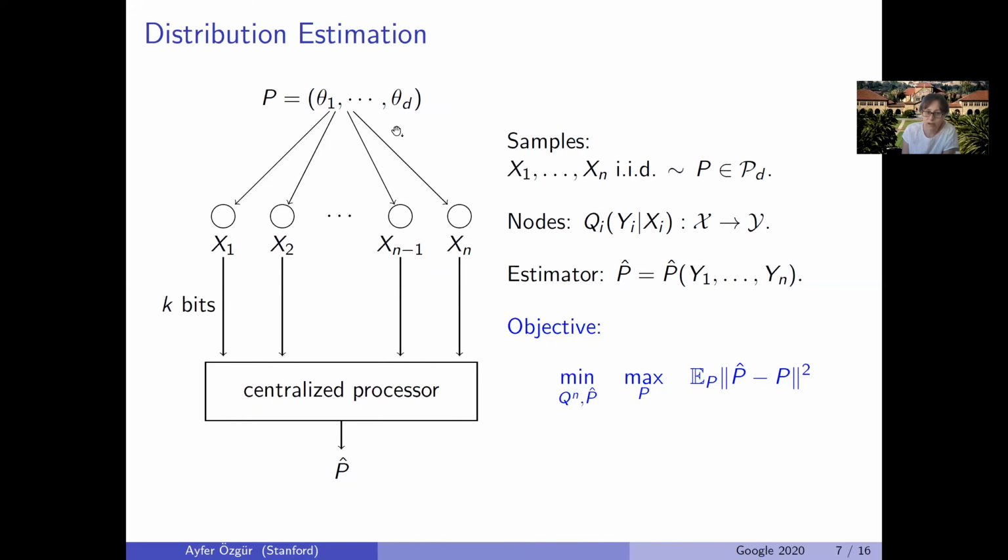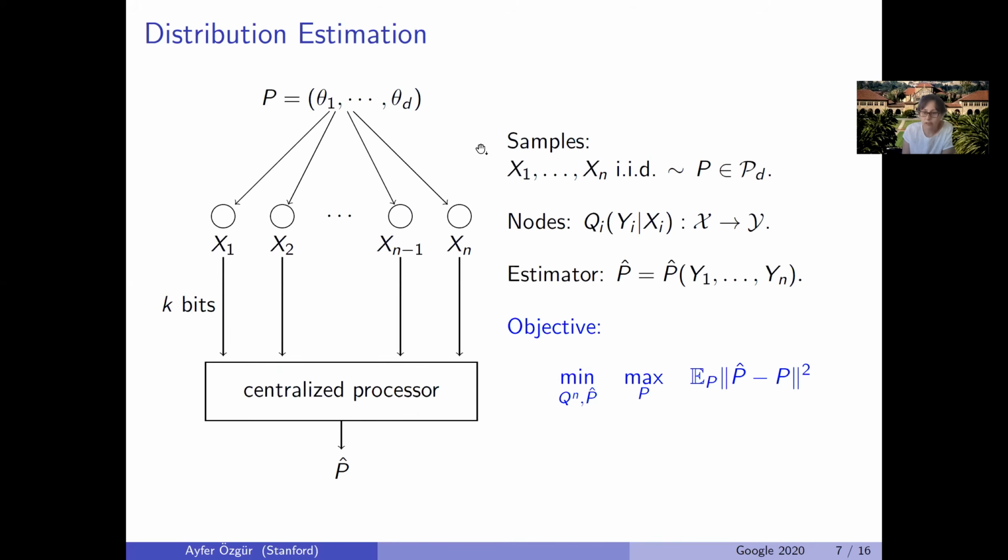We have an underlying unknown discrete distribution. Each node observes an IID sample from this unknown distribution. And we would like to communicate these samples to the central server, which wants to estimate this unknown distribution. The error metric I will focus on in this talk is the L2 error, but our results also extend to other error metrics, for example, L1.